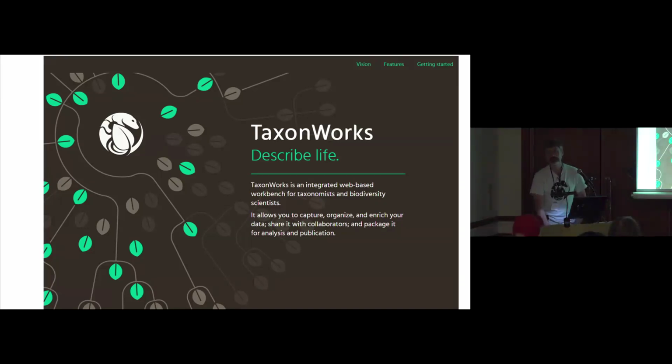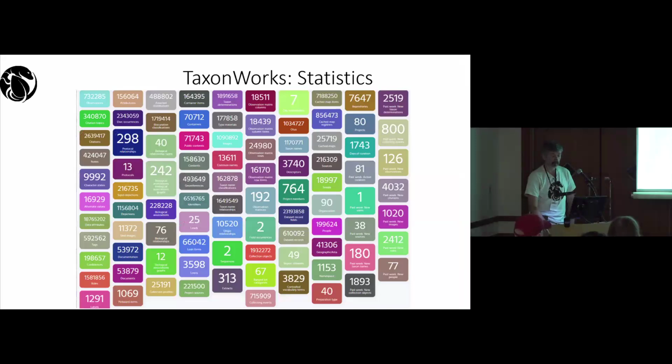TaxonWorks is a platform. It's open source. We are on GitHub. It's a platform for a wide range of biologists, collection managers, and others. We have a set of tools. The system has a modular structure to satisfy different needs of the people. And so, yes, it's a number of tables. I wouldn't say much about this, but basically it means we can feed different kinds of data and make sure that we don't lose any information when we migrate from one database to another.